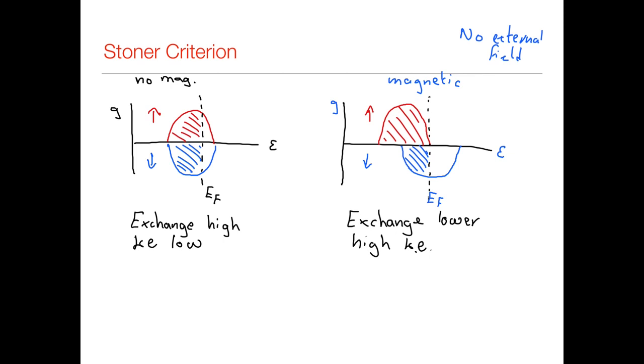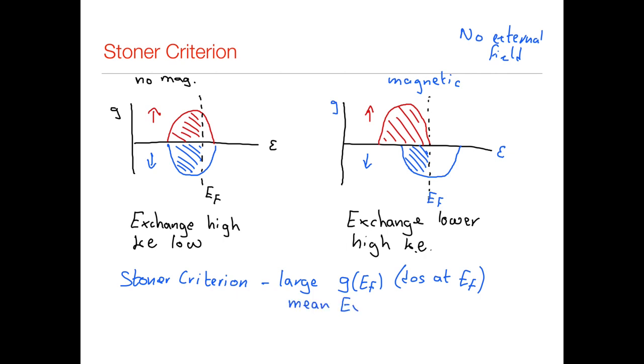How do we determine which one dominates? Well, a man called Edward Stoner came up with the idea, and he proposed a criterion. So the Stoner criterion is that a large density of states at the Fermi energy means the exchange energy dominates.